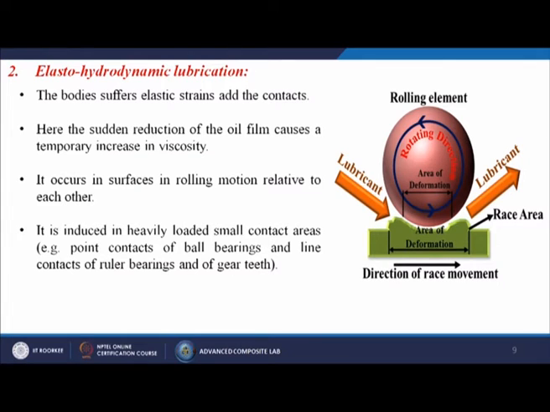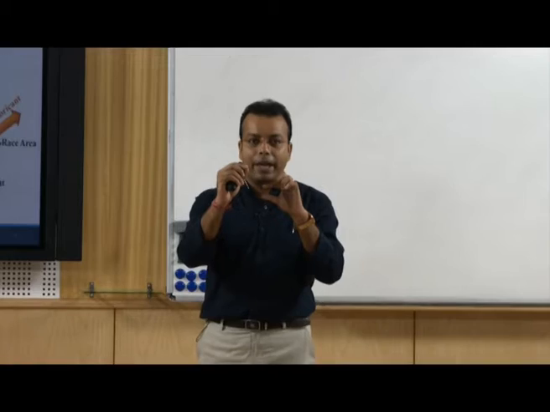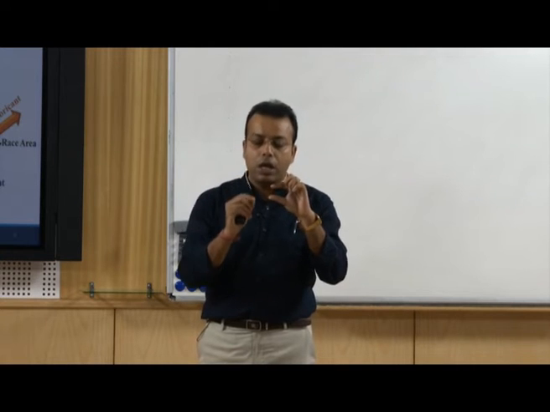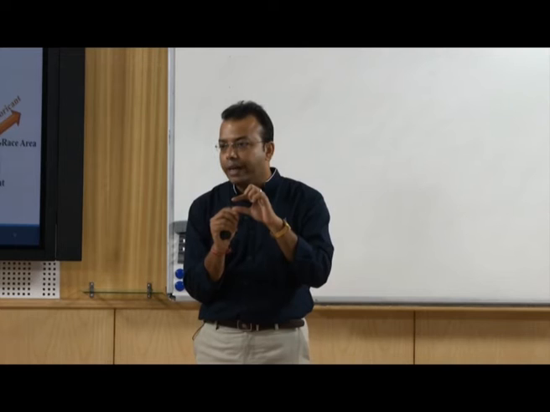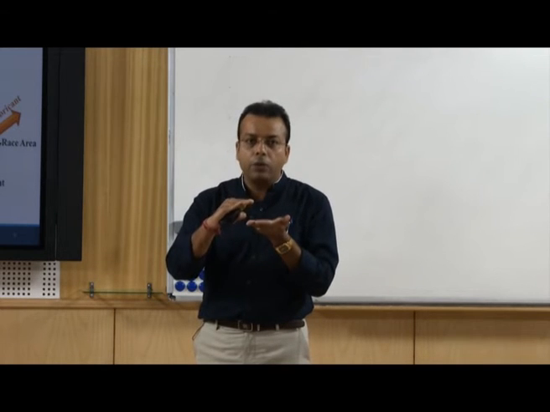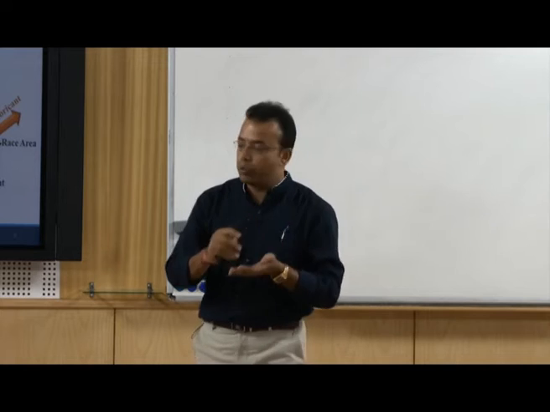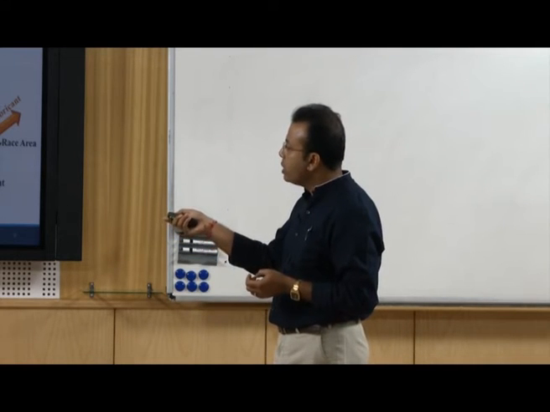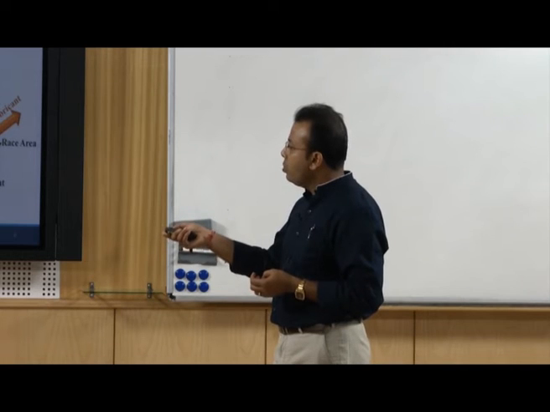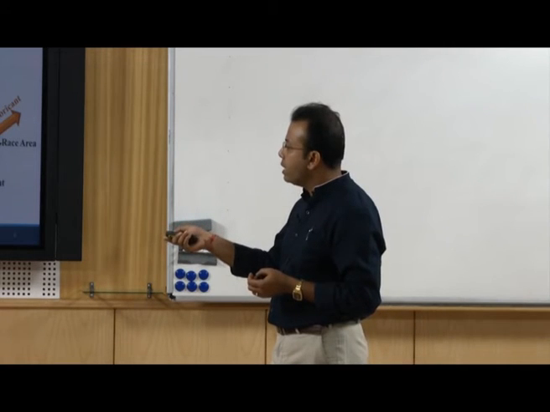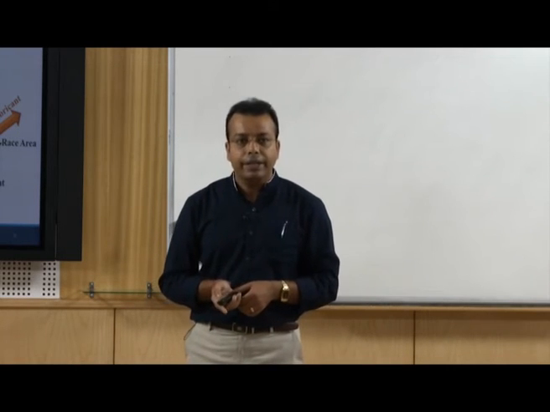The body suffers elastic strains at the contacts. Here the sudden reduction of the oil film causes a temporary increase in viscosity, because it is acting in these directions and it is also rotating. The gap between the bearings or the pistons and the surface is very narrow, so sometimes the thickness of that lubricating film gets reduced. It occurs in surfaces in rolling motion relative to each other. It is induced in heavily loaded small contact areas, the point contacts of ball bearings and the line contacts of roller bearings and of gear teeth.